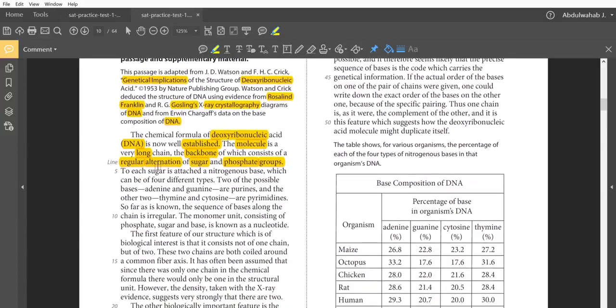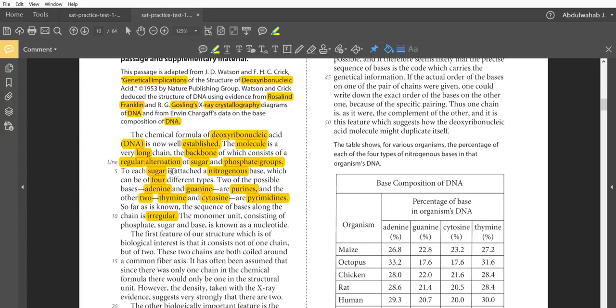To each sugar is attached a nitrogenous base, which can be of 4 different types. 2 of the possible bases, adenine and guanine, are called purines, and the other 2, which are thymine and cytosine, are pyrimidines. So far as is known, the sequence of bases along the chain is irregular. So we have lots of names here, but then again, there's no need to panic. The whole thing is really organized for us.